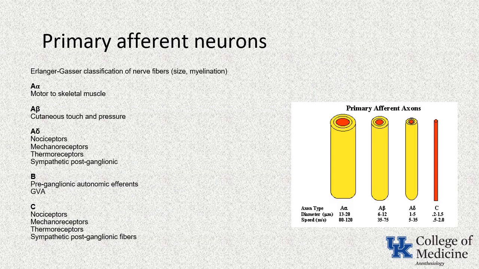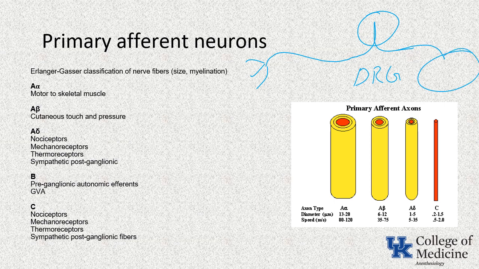So primary afferent neurons, these neurons start with the receptor, they travel in the periphery. Their cell bodies are housed in what's called the dorsal root ganglia, and then these synapse into the spinal cord. The dorsal root ganglia is located usually in the foramen or right within the spinal canal. And these are pseudounipolar neurons, and these are the little cell bodies.